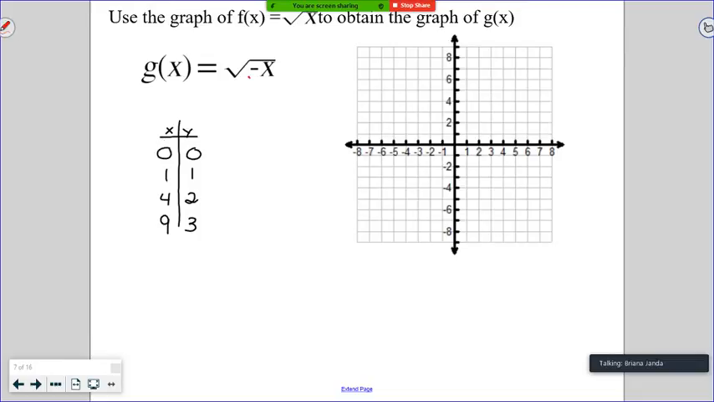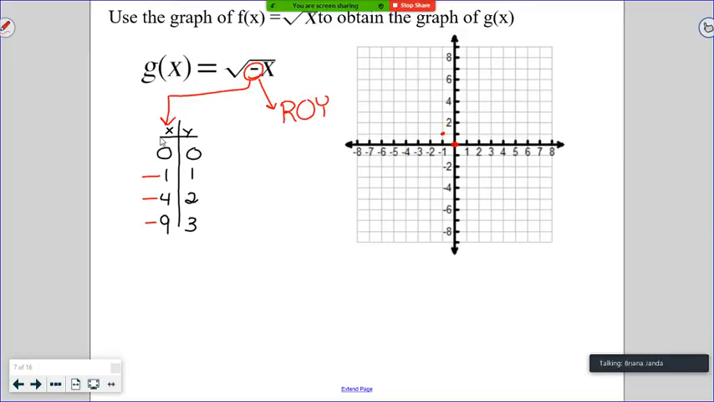Now I need to describe the one transformation going on. First of all, it is inside, and inside things always impact our X column. So I'm going to come to my X column, go down that column, and change the sign on everything except for 0. Those are my new ordered pairs. I go graph them in my picture.